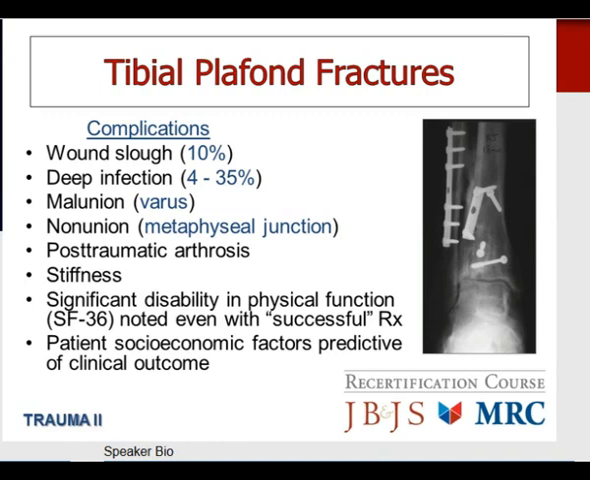And even with successful treatment, these patients often go on to develop significant post-traumatic arthrosis and stiffness. And again, even with what the clinician would consider to be successful treatment, these patients often have significant long-term physical functional impairments, as can be measured with an SF-36. Patient socioeconomic factors are predictive of the clinical outcome as well.